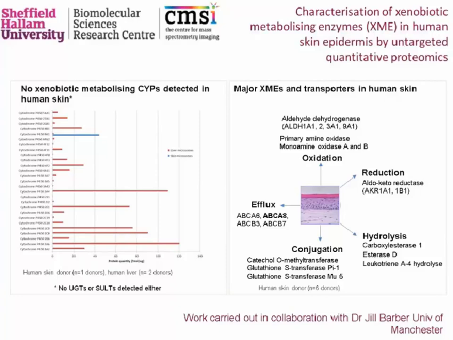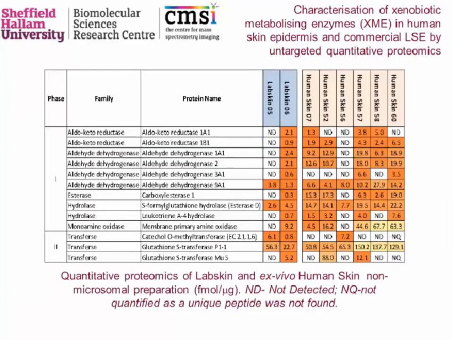So in terms of phase 1 enzymes, we could see no P450s in the skin that we were using, specifically in the epidermal region, so no phase 1 metabolites would be expected. But what we could see is a range of phase 2 type enzymes and things other than P450s. Specifically, we can see esterases and glutathione S transferases. And these were present in both the lab skin and in the human skin. But as you can see, these are at very, very low levels.